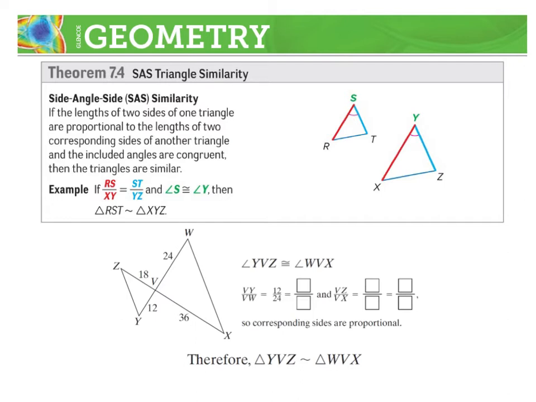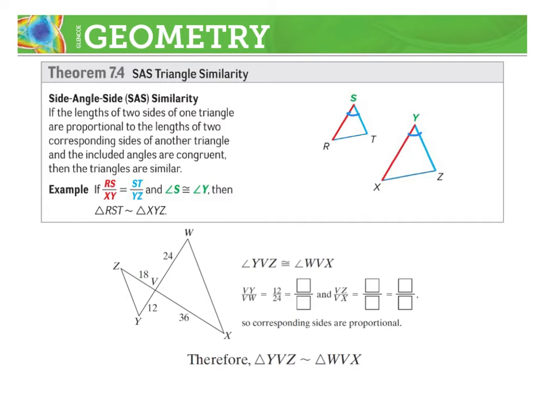And notice here how angle S and angle Y are the included angle. So it's the angle where the endpoints of the two corresponding segments meet. And down below, we're given that angle YVZ is congruent to angle WVX. And we're given that the proportion VY corresponds to VW equals 12 over 24.